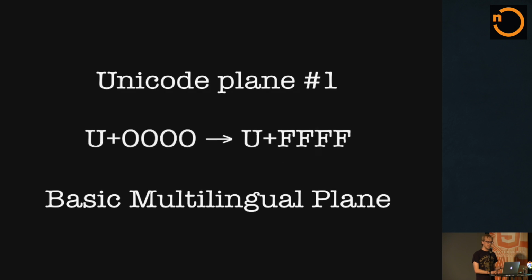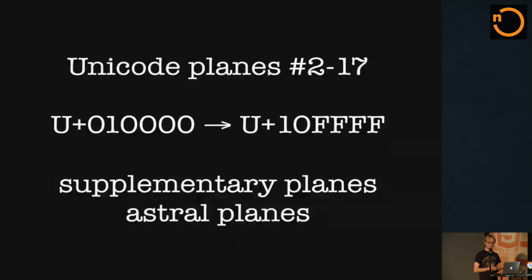And then there's a group name for all the other planes combined as well. They're called the supplementary planes or the astral planes. So code points within those planes are called astral code points or astral symbols. You get the idea. Now, these astral symbols are pretty easy to recognize because if you need more than 4 hexadecimal digits just to represent them, that means it's an astral symbol.